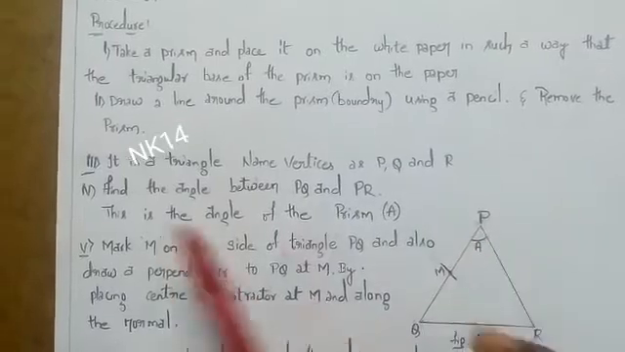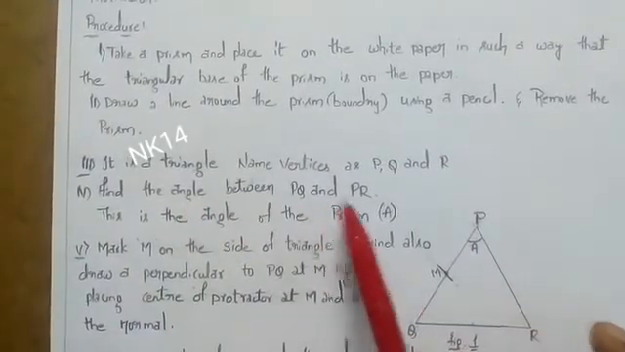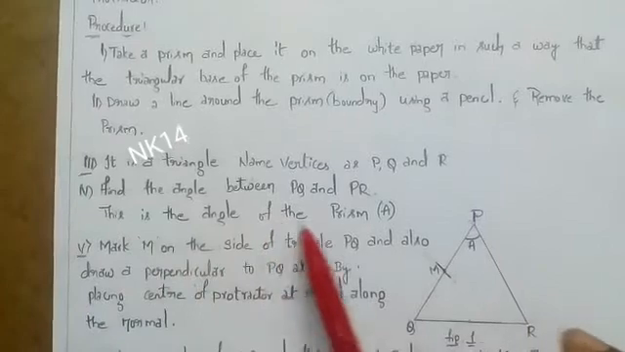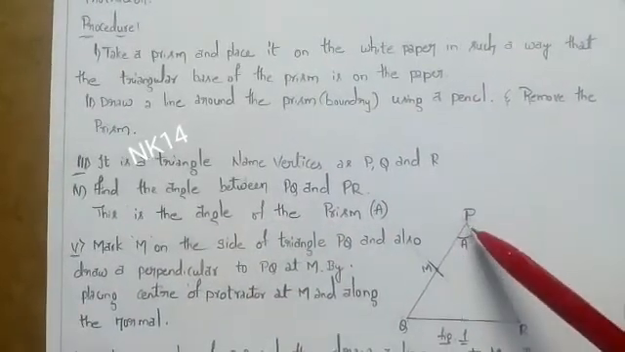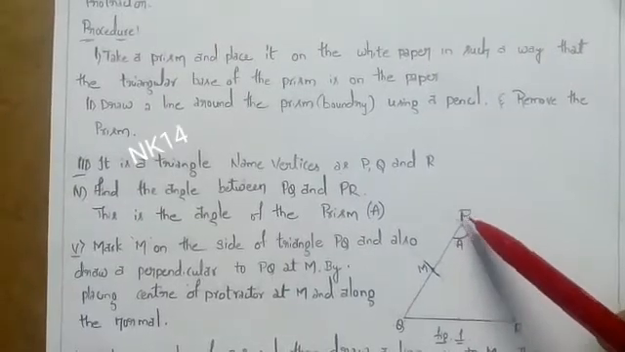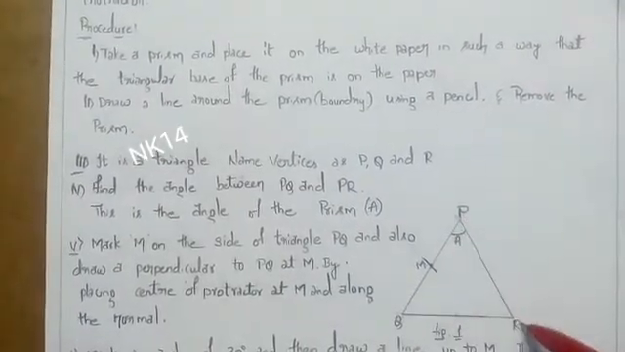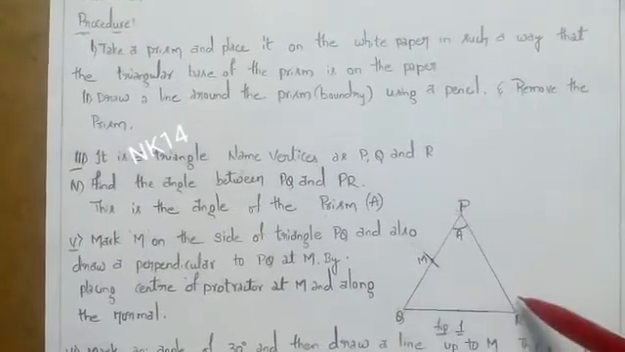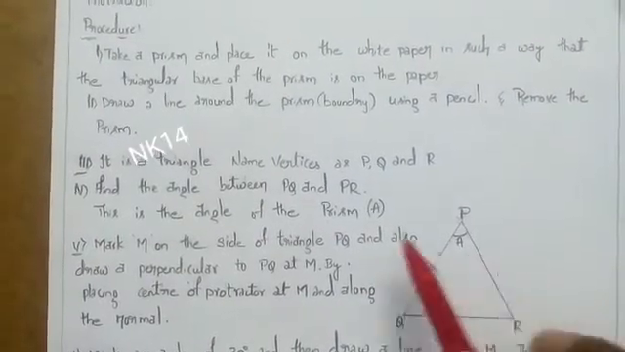Next, find the angle between PQ and PR. This is the angle of prism. Whatever prism you have, with the triangular shape, try to measure the angle between PQ and PR. If you measure the angle between these two sides, you will get the angle of prism, and it is denoted with the letter A.